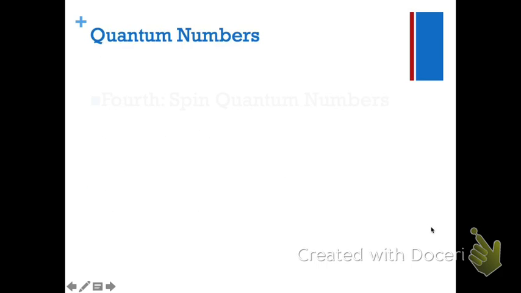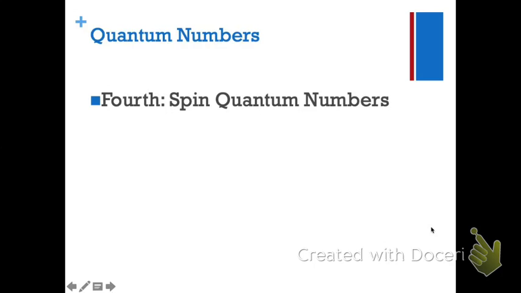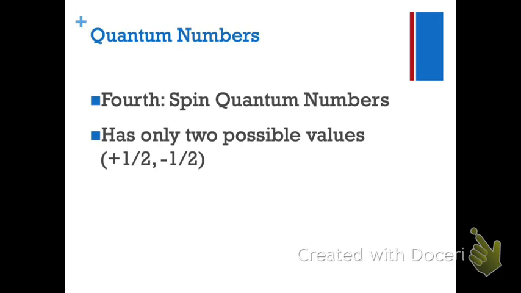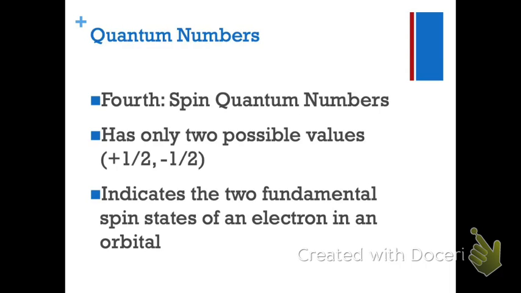Very last part is the spin state. It only has 2 possible values, either positive 1/2 or negative 1/2. That's it. 2 possibilities. It's got to be one of those 2. All it tells us is, is this electron the positively spinning electron or the negatively spinning electron?